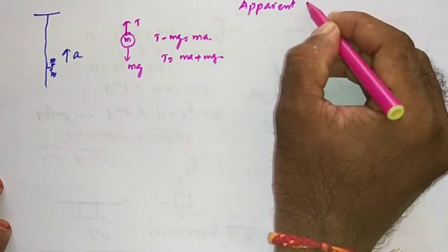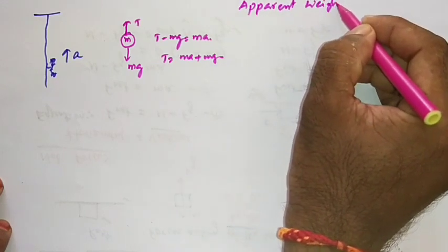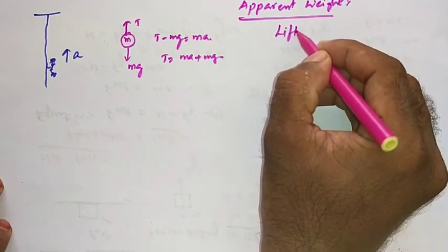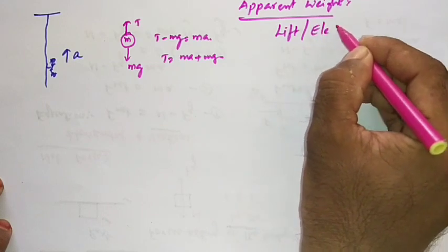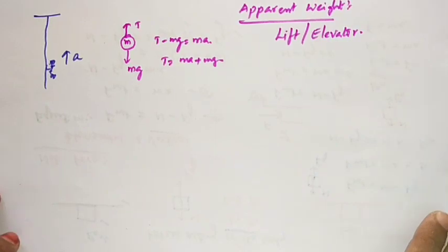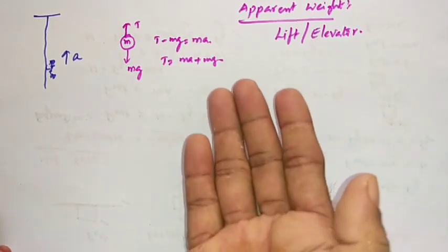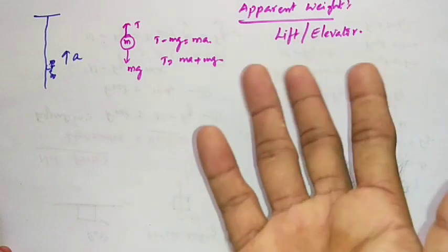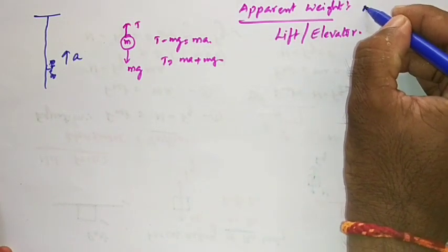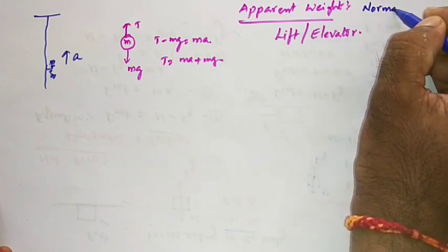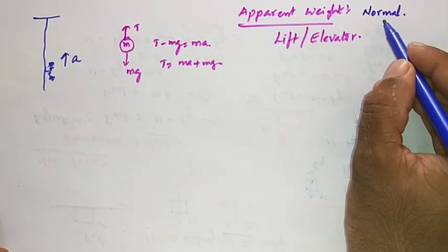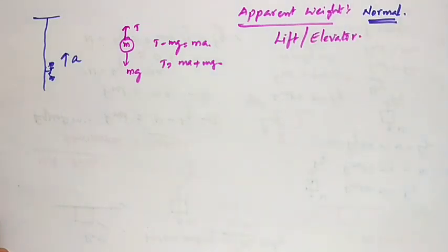Apparent weight of the body. This is in the case of a lift, or it can be called an elevator. These cases are very important. Means you are in a lift. When the lift is moving up or when the lift is coming down, what happens to your apparent weight? Here apparent weight is nothing but the normal force exerted by the floor of the lift.